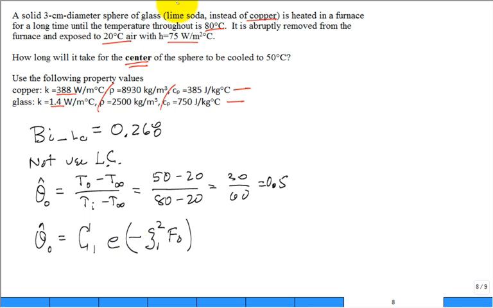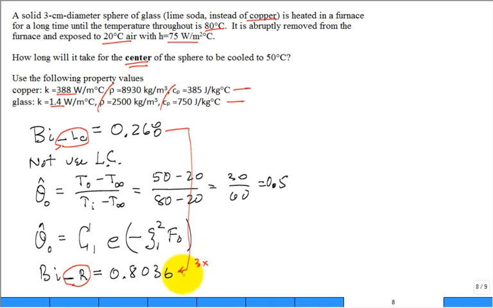So we recalculate the Biot number. This time the Biot number is not based on L sub C, it's based on R. What's the difference? Only a factor of 3. So the Biot number, when you base it on R, comes in at 0.8036. Does this one look like it's 3 times larger? Yeah, pretty close. So that helps me. I didn't make an error there, I hope.